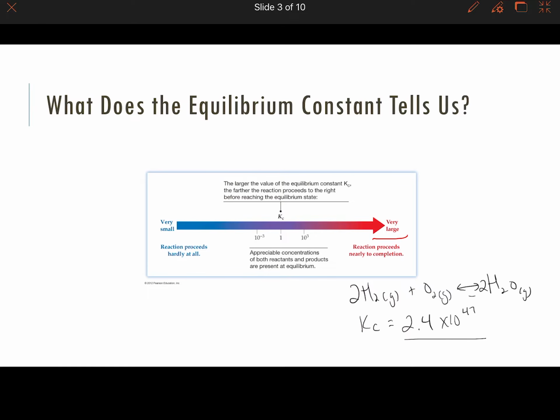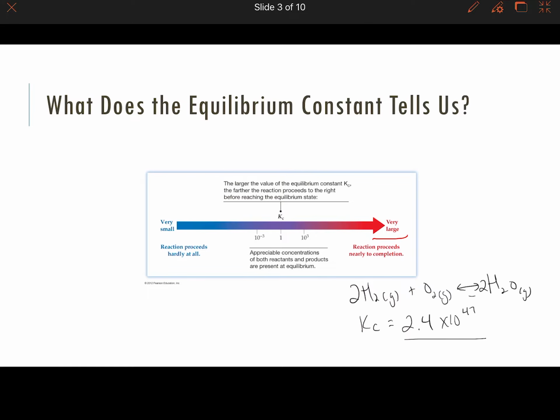And then if we were to take this reaction and flip it, so if we were to take 2H2O and do what we call water splitting, that is going to be 1 over that value. So the Kc for this particular reaction is 4.2 times 10 to the negative 48. So very, very unfavored. So we would say that the reaction proceeds hardly at all.